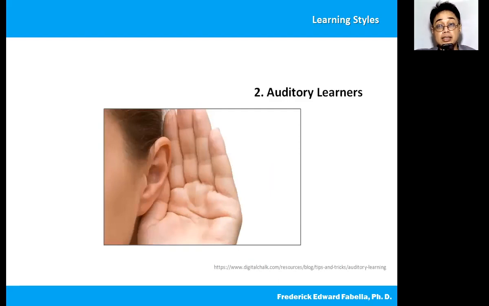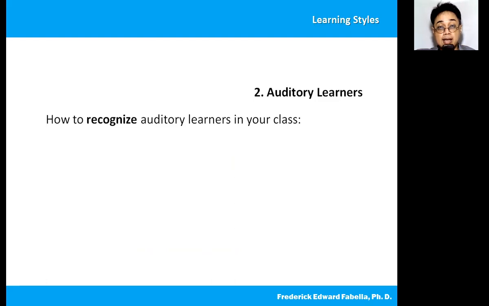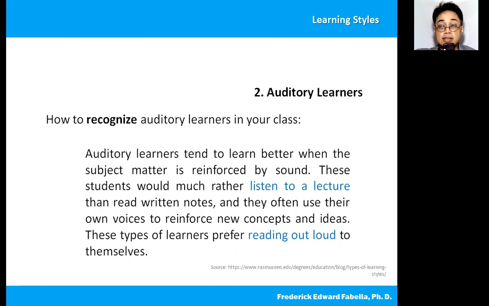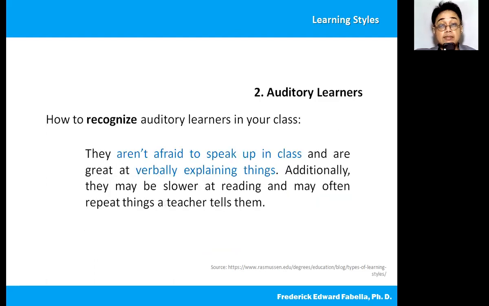So how do we recognize the auditory learner in class? Auditory learners tend to learn better when the subject matter is reinforced by sound. These students would much rather listen to a lecture than read written notes, and they often use their own voices to reinforce new concepts and ideas. These types of learners prefer reading out loud to themselves. They aren't afraid to speak up in class and are great at verbally explaining things. Additionally, they may be slower at reading and may often repeat things a teacher tells them.